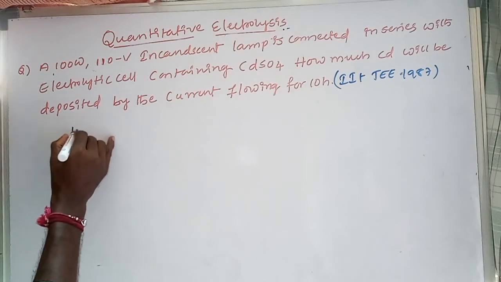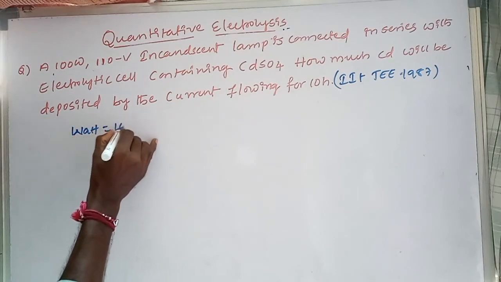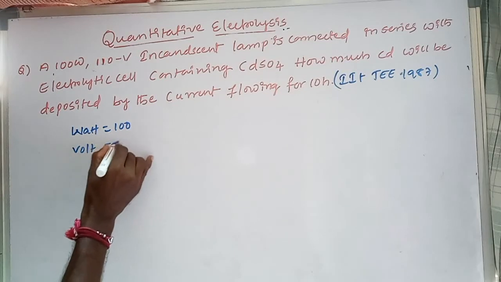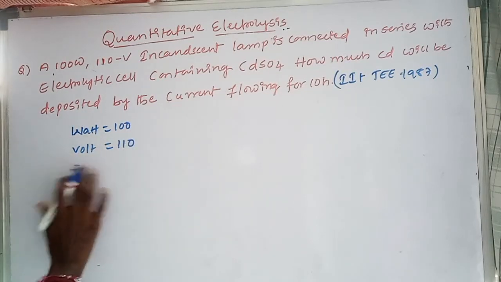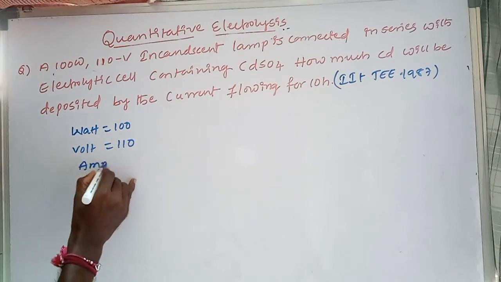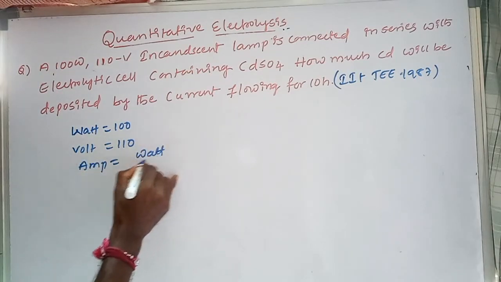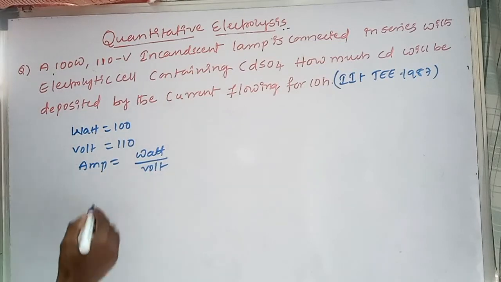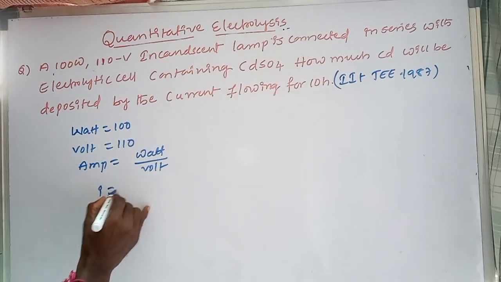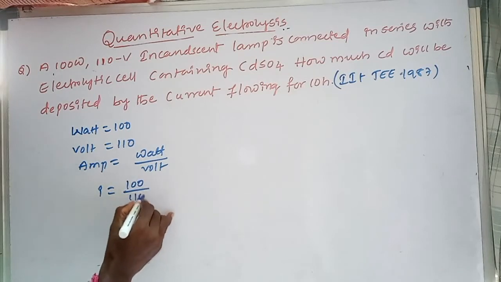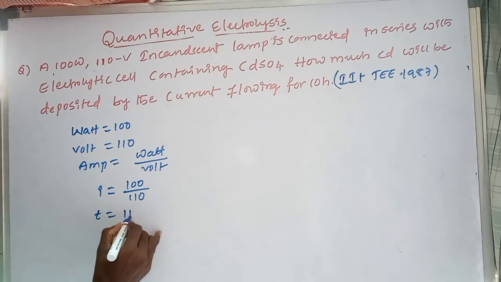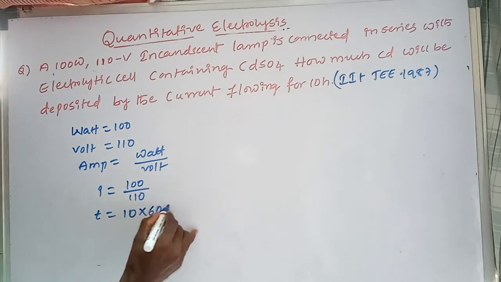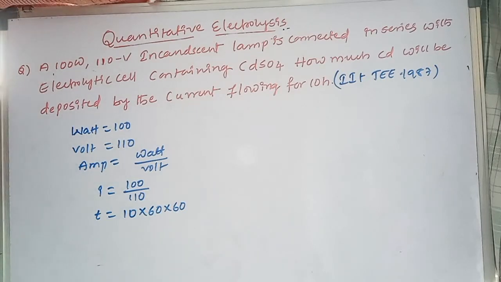So here watts equal to how much? 100. Volts equal to how much? Given 110. So here we can write ampere equal to, what is the formula? Watt by volt. Then what can we write? I equal to 100 by 110. So we got I. Then time equals 10 hours, 10 into 60 into 60. We have time also.